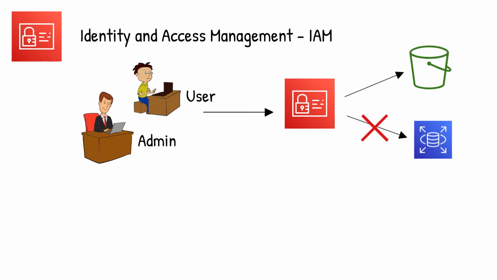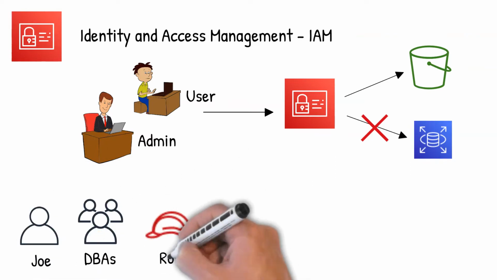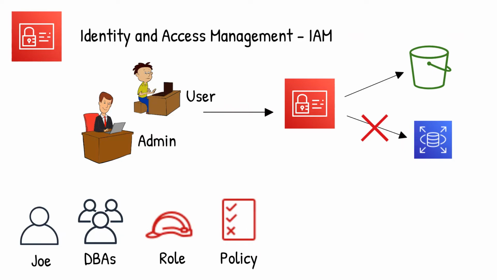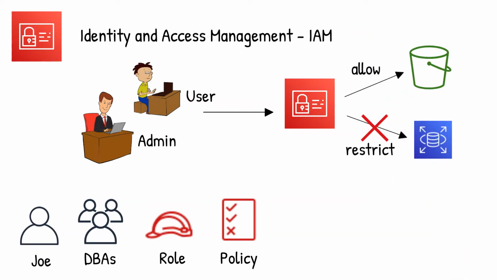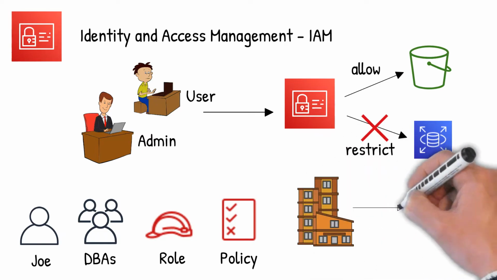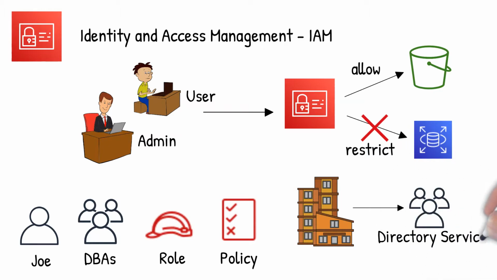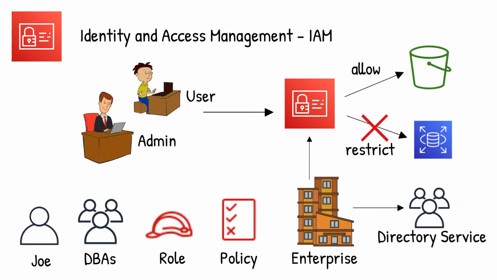IAM allows us to control these boundaries by creating users, roles, and policies to govern these user interactions. You can use these policies to restrict or allow access to various AWS services. Through Identity Federation, IAM supports existing identities, such as users, groups, and roles in your enterprise to access the AWS resources.